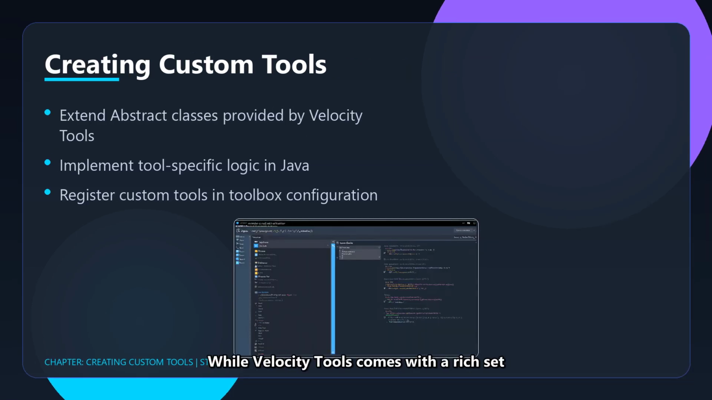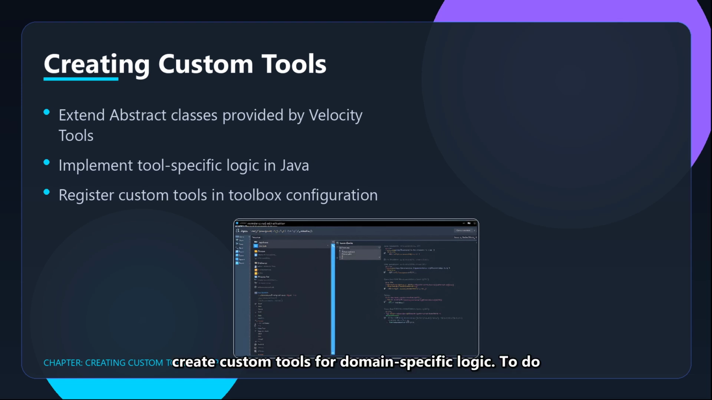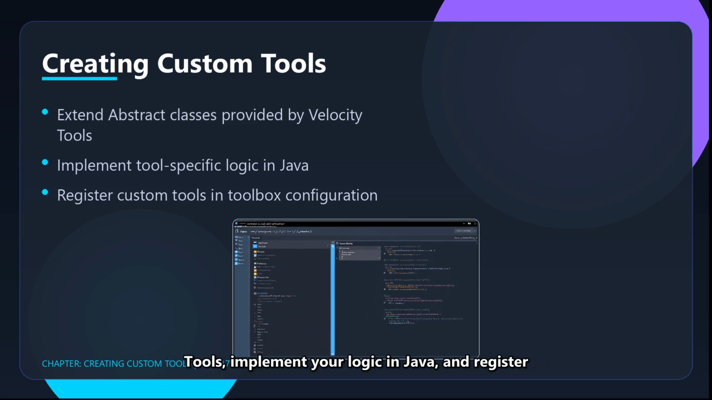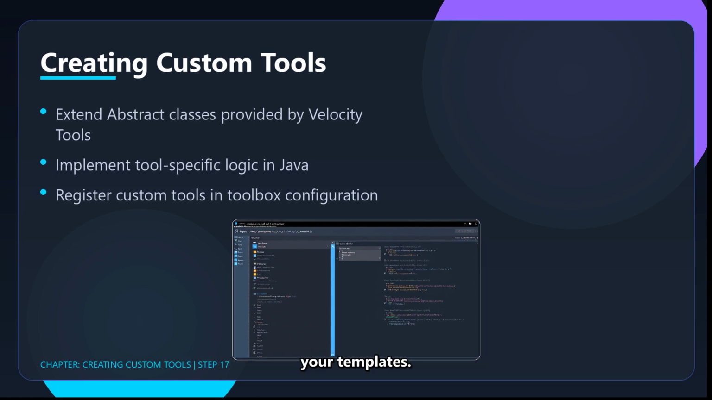While Velocity Tools comes with a rich set of built-in utilities, you may sometimes need to create custom tools for domain-specific logic. To do this, you extend abstract classes provided by Velocity Tools, implement your logic in Java, and register the tool in your toolbox configuration. This gives you full control over the functionality exposed to your templates.